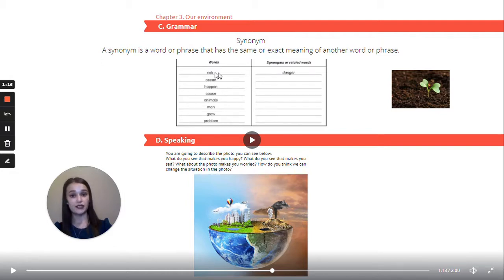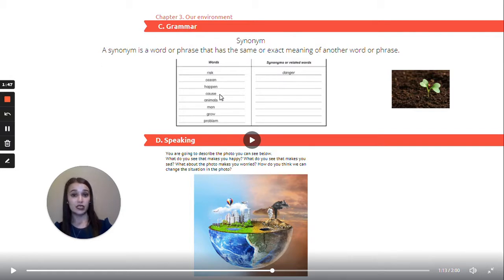Let's try and find synonyms for the word in the left column and write it down in the right hand column. Do you know a synonym for the word ocean? We can use the word sea. Do you know a synonym for the word happen? We can use the word occur. For example, when did this happen? You can also say, when did this occur?